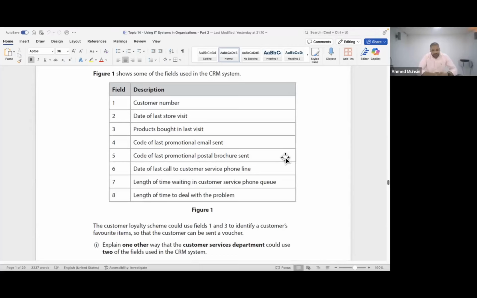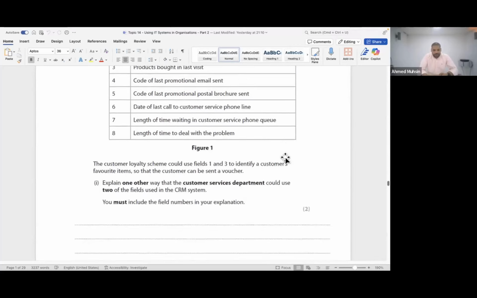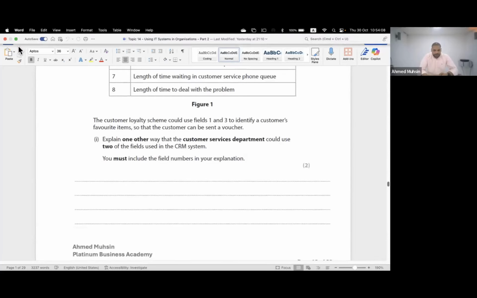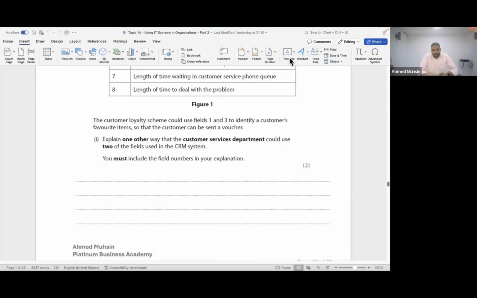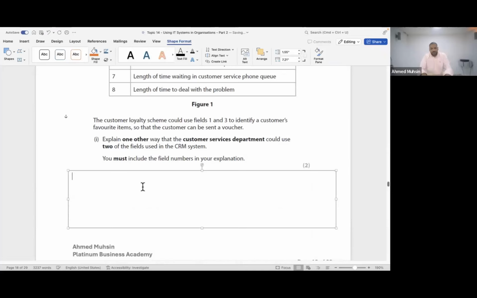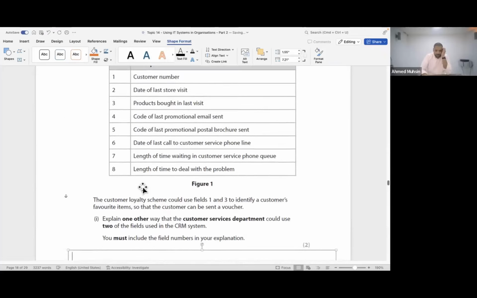Explain one other way that the customer services department could use 2 fields of the field used in the CRM system. You must include the field numbers in your explanation. So guys, girls, can you all pick 2 other fields that the customer services department could use? So customer services department will be responsible for serving customers, isn't it? Okay, taking care of them. Okay, so any other 2 fields that you think could be used?